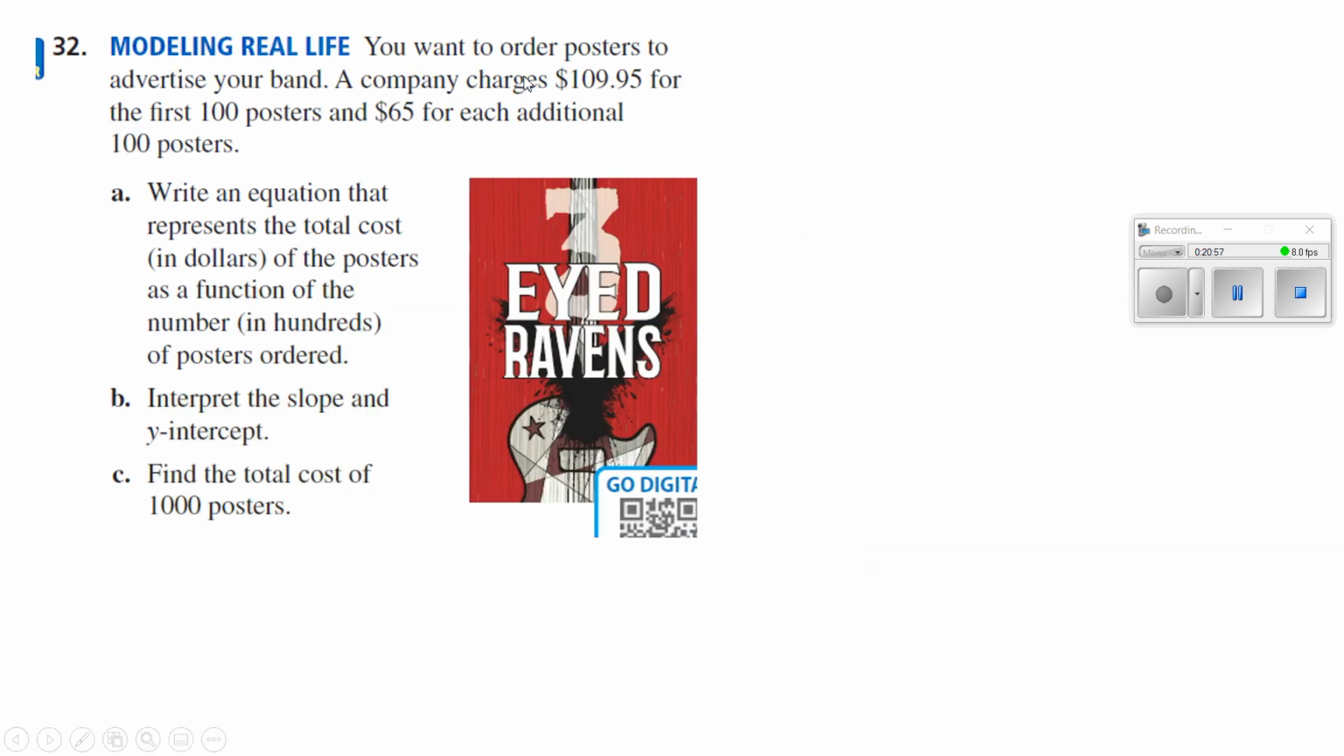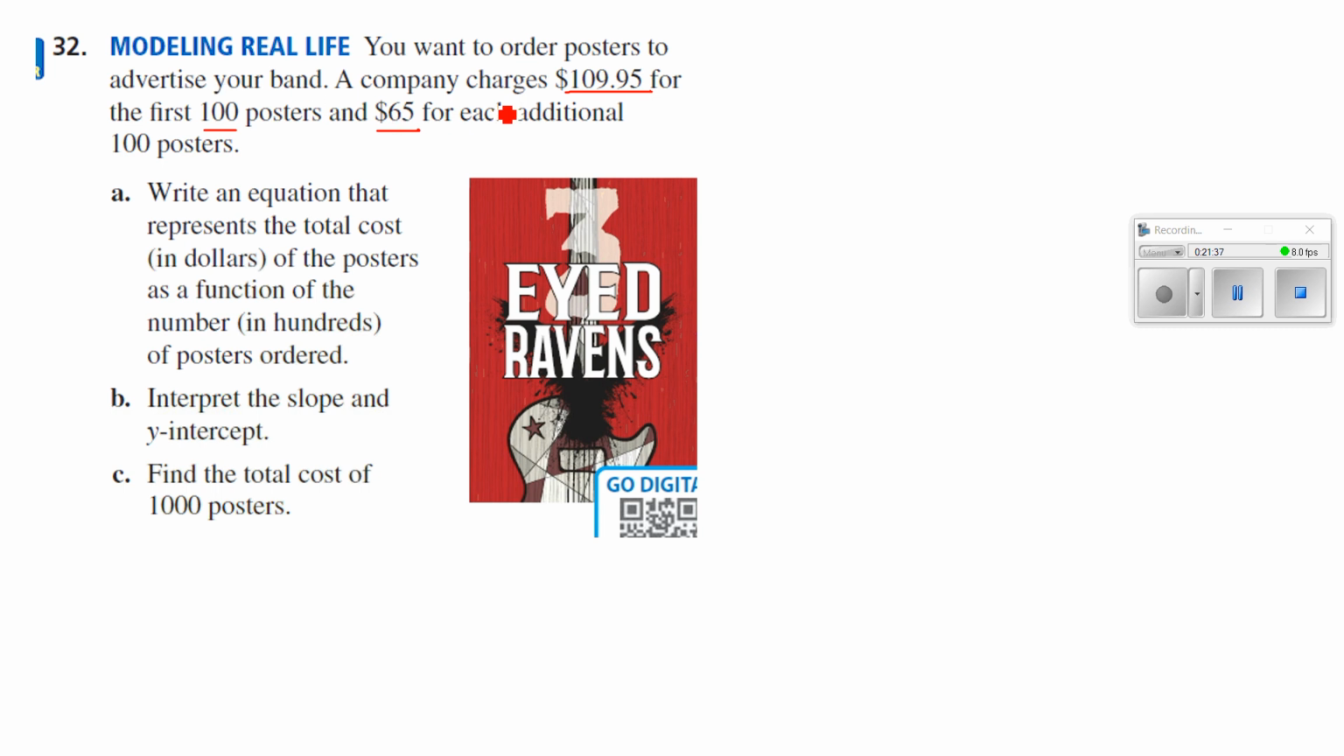This one says you want to order posters to advertise your band. The company charges $109.95 for the first 100 posters and $65 for each additional 100 posters. Write an equation that represents the cost in dollars of the posters as a function of the number in hundreds of posters. Wow, okay. So if I'm writing the equation to solve this, the company charges this much for the first 100 posters and an additional $65 for each additional 100 posters.